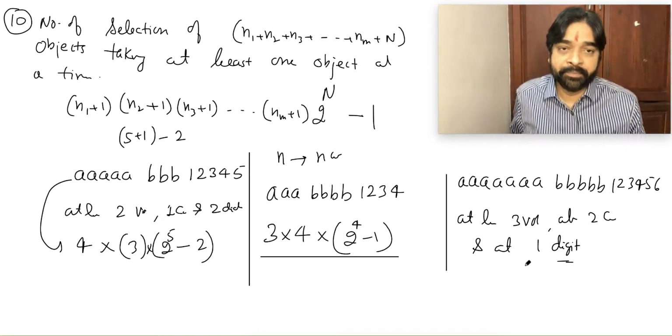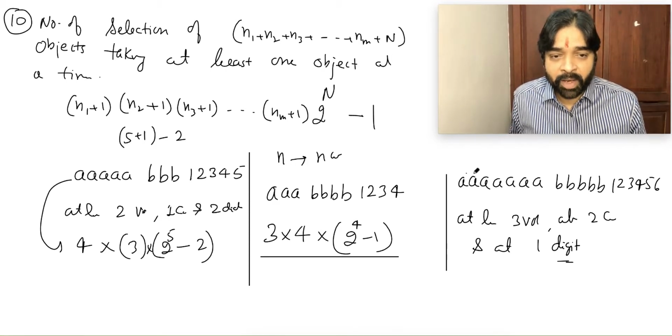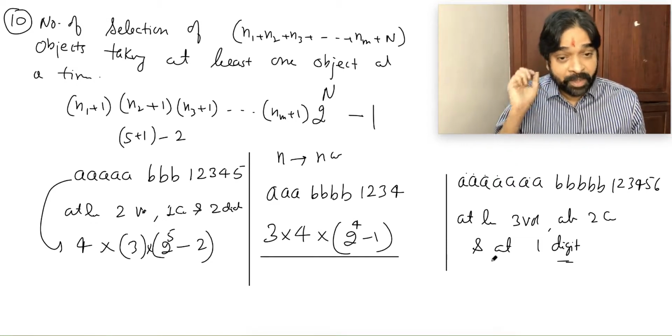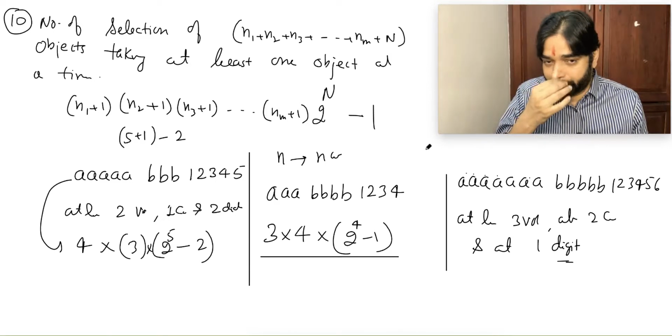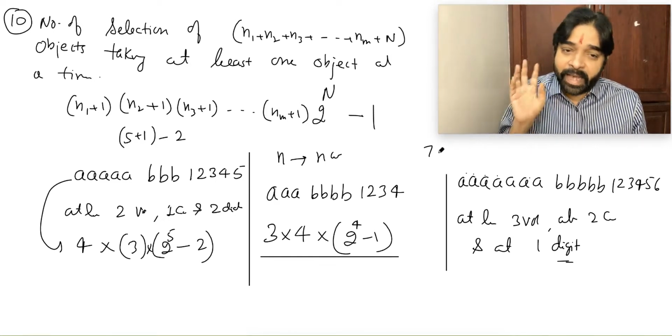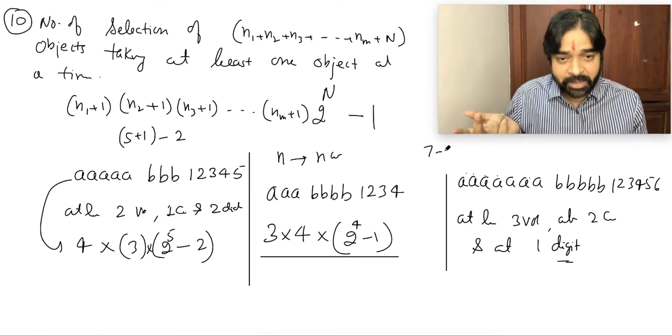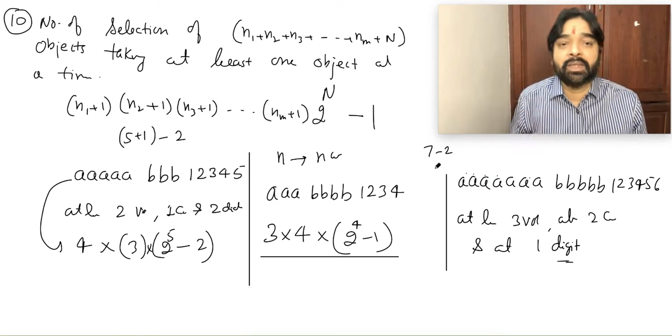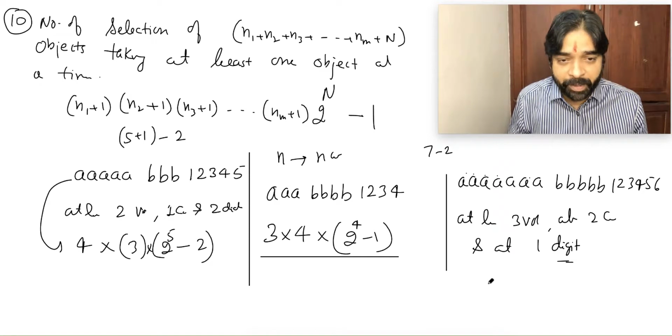Done. At least 3 vowels. How many vowels are there? 1, 2, 3, 4, 5, 6, 7. 7 vowels. We want at least 3 vowels. So 7 ways is there at least 1. So minus 2. That will become at least 3, yes or no? So that will become 5.